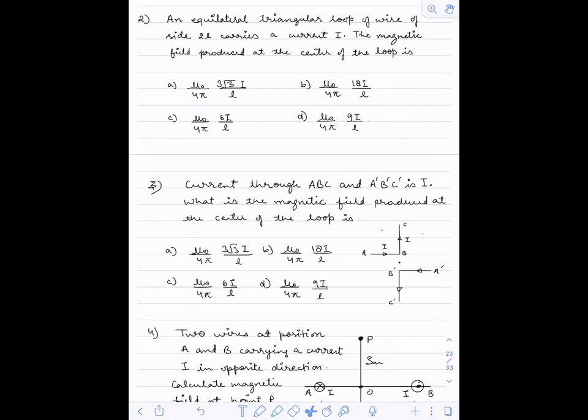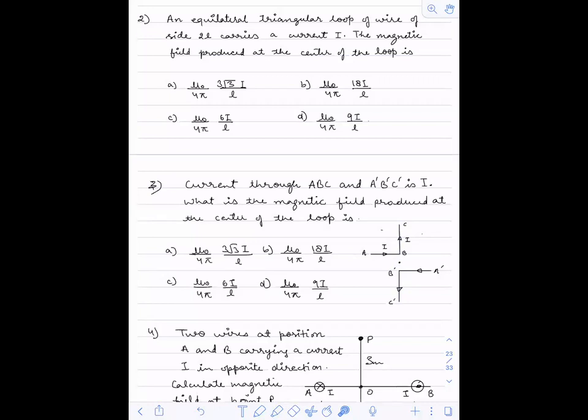Question number 3 is also a very easy question. Due to this part of the wire, if you can see, due to this part of the wire and due to this part of the wire, the magnetic field will be 0. Why? Because this point lies along these wires only, that point is lying. So that's why the magnetic field will be 0.